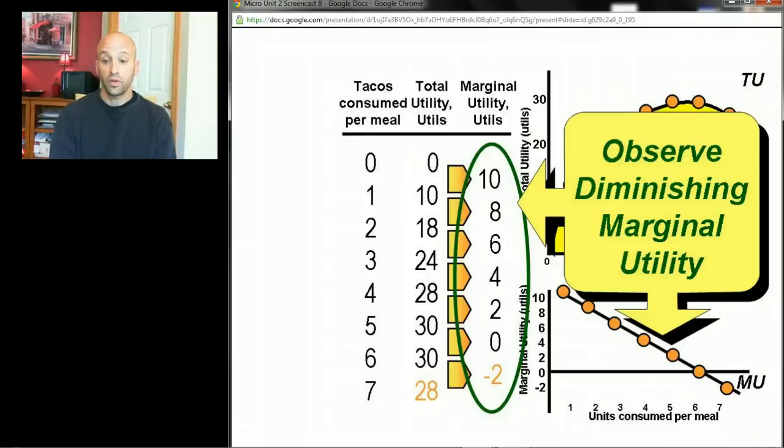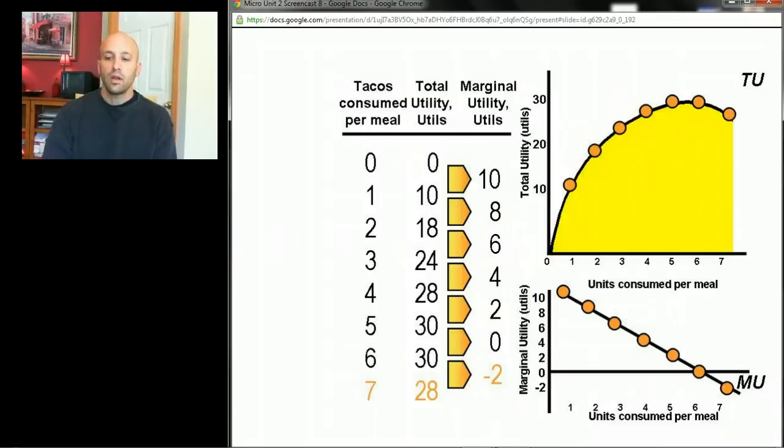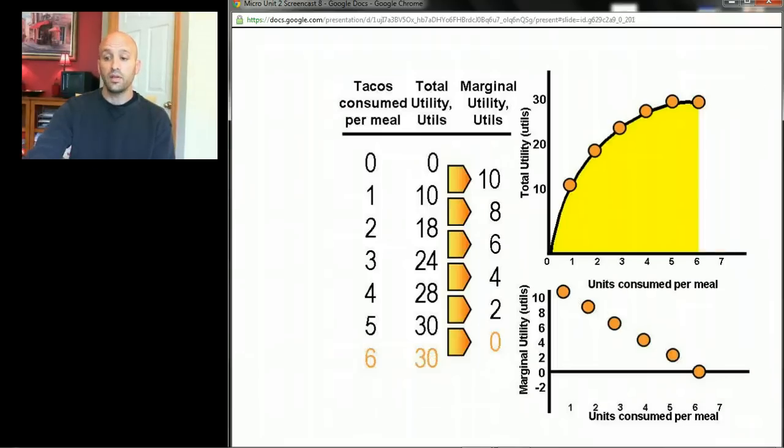Notice diminishing marginal utility. Here it's happening pretty much right away. The tacos you're consuming are giving you more and more utility in total. Notice the total utility numbers are going up, at least until this point.